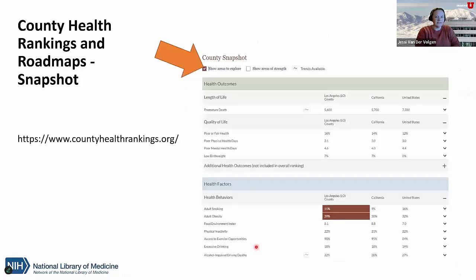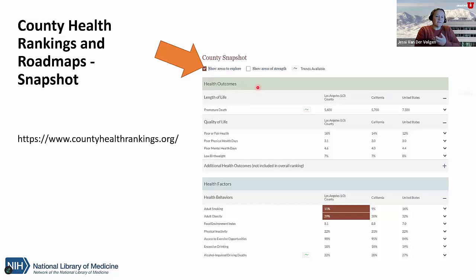All right. Now here's one more snapshot of the county rankings and roadmaps. Near the top of the table, there is a checkbox to show areas to explore. And clicking on that box will highlight any red flag areas in the county that are potential challenges to health. Make a note of these and other areas that stand out to you that might give you some information of where programming might be most needed. I'll also note that you can show areas of strength. Sometimes it's useful to point out things that your county is already doing well.